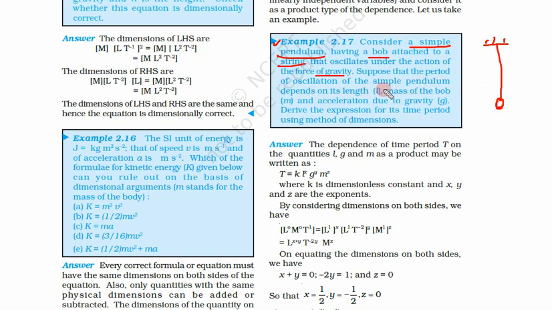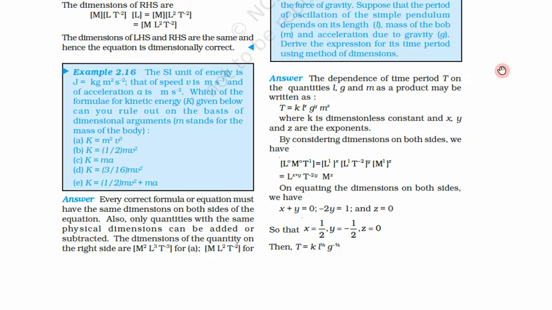Suppose that the period of oscillation of a simple pendulum depends on its length l, the mass of the bob m, and the acceleration due to gravity g. One thing we know for sure is it depends on these. Now we have to derive the expression for its time period using the method of dimensions. That means we have to create a formula for its time period using dimensional analysis, not any other method.